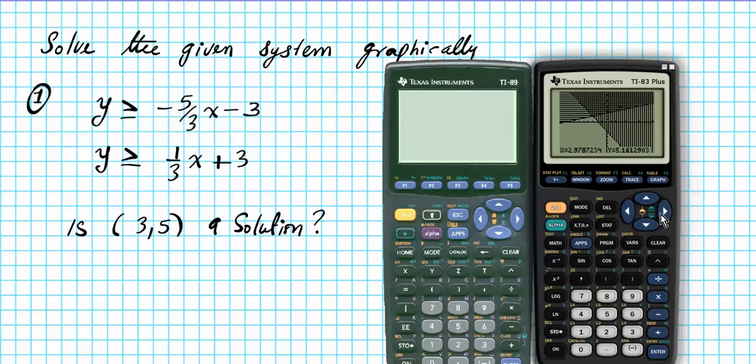Is it in the intersection of the two shaded regions? The answer is yes. So you can conclude that (3, -5) is a solution. If you want to check numerically, just plug in these ordered pairs into the two inequalities and see if you end up with a true statement.